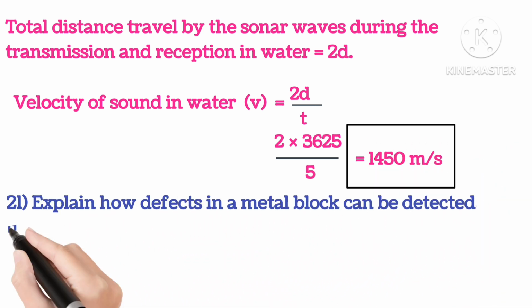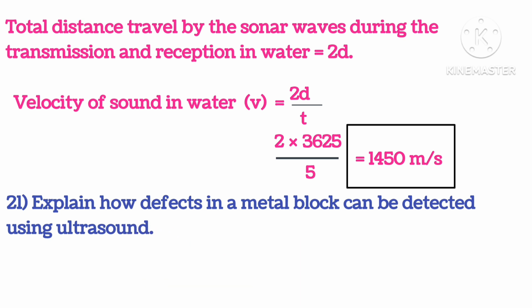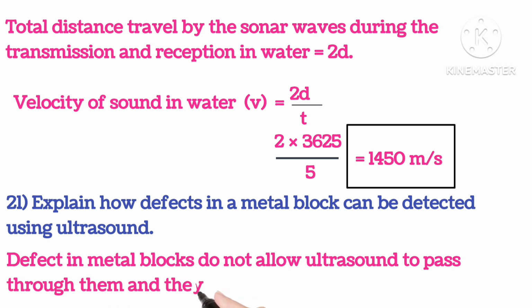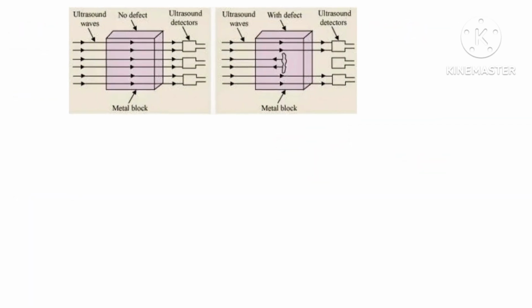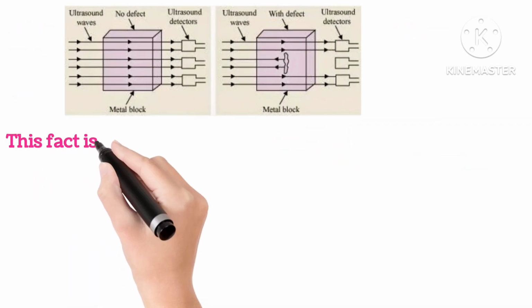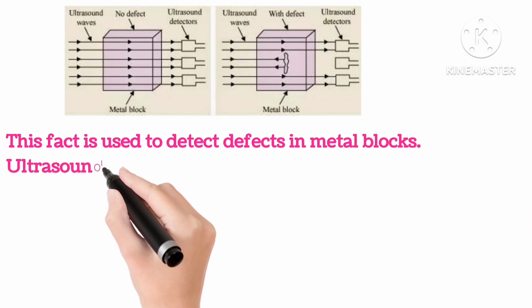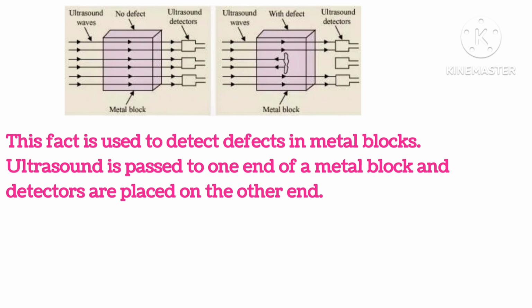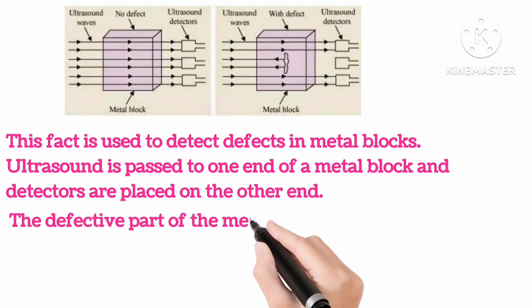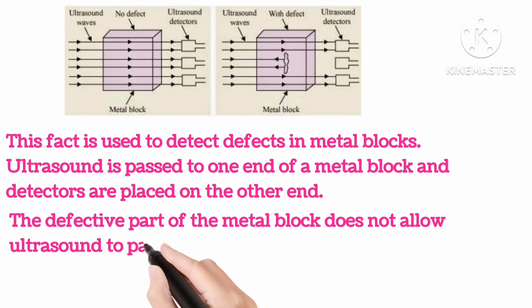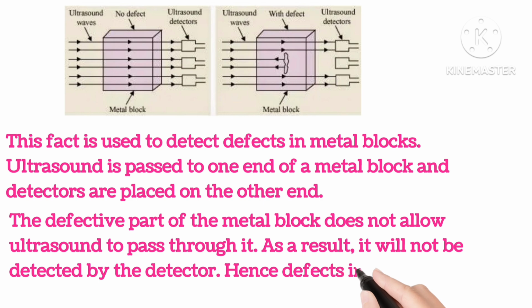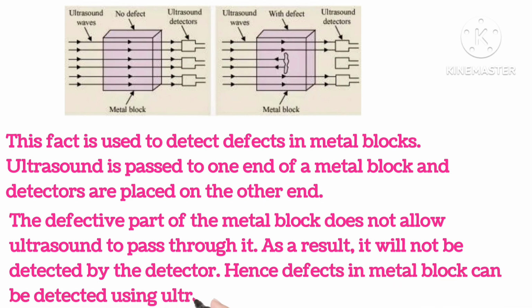21. Explain how defects in metal blocks can be detected using ultrasound. Defects in metal blocks do not allow ultrasound to pass through them and they are reflected back. As you can see here in the picture, this fact is used to detect defects in metal blocks. Ultrasound is passed to one end of the metal block and detectors are placed on the other end. The defective part of the metal block does not allow the ultrasound to pass through it. As a result, it will not be detected by the detector. Hence, defects in metal blocks can be detected using ultrasound.